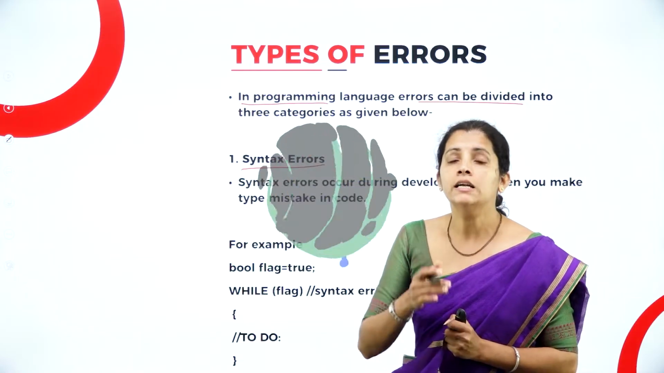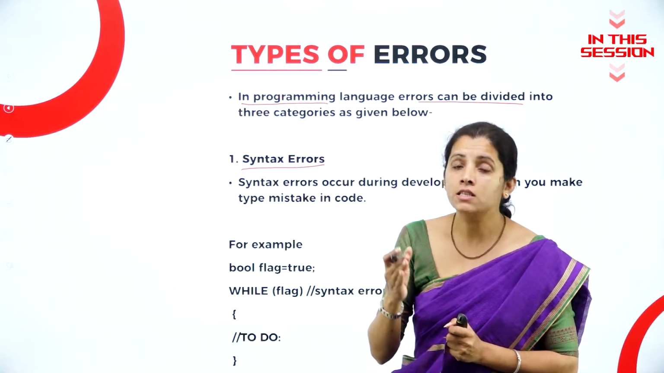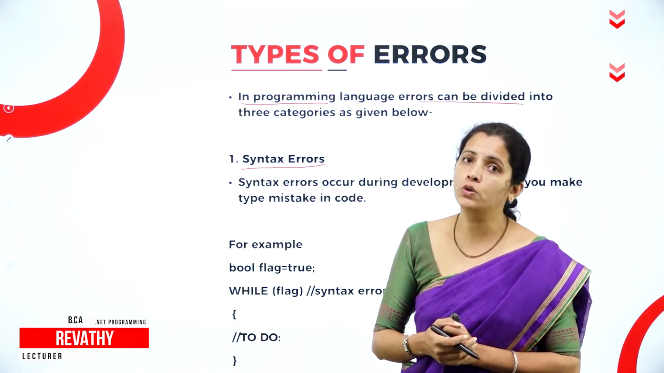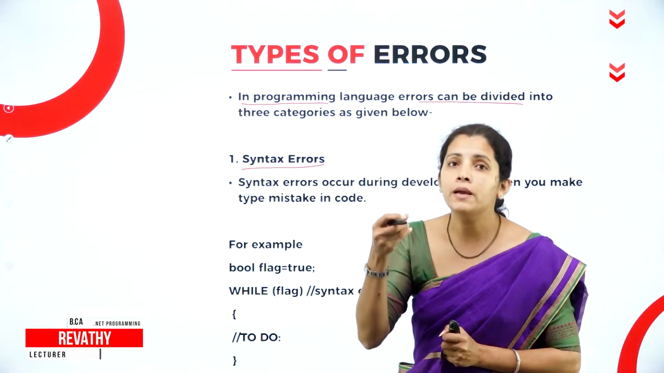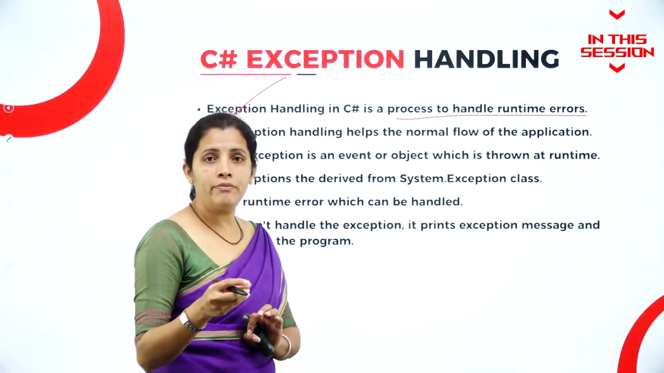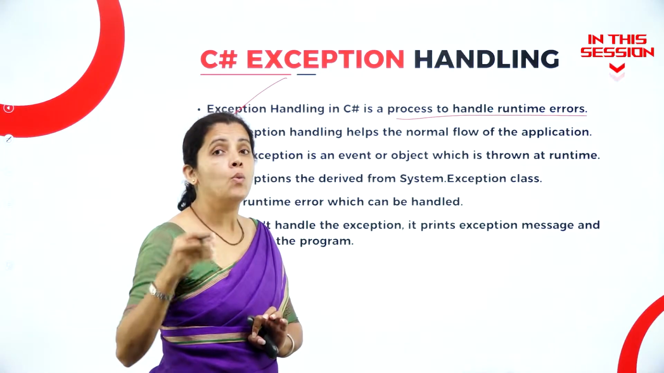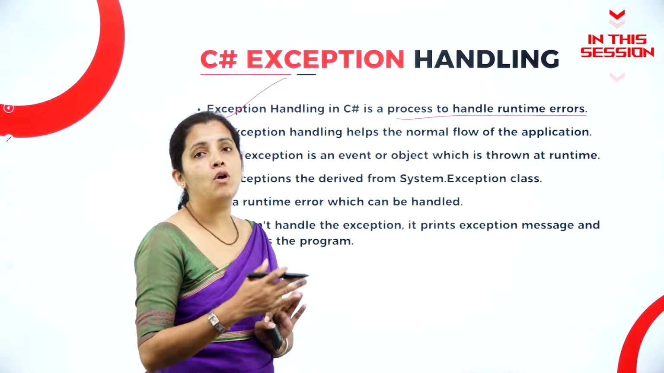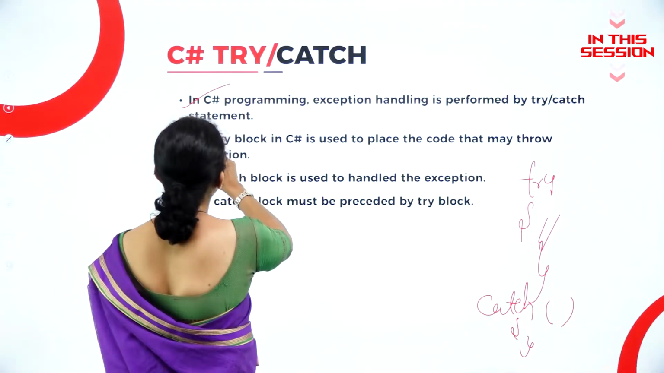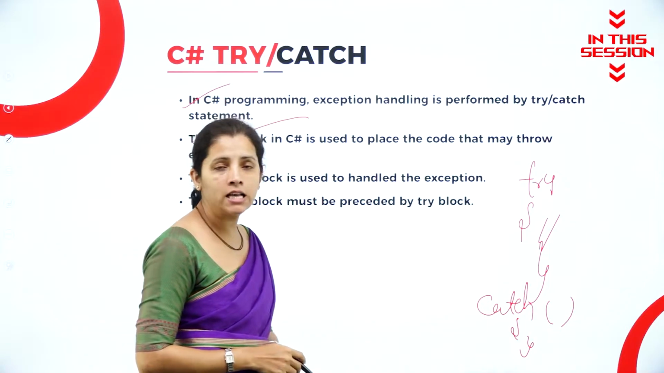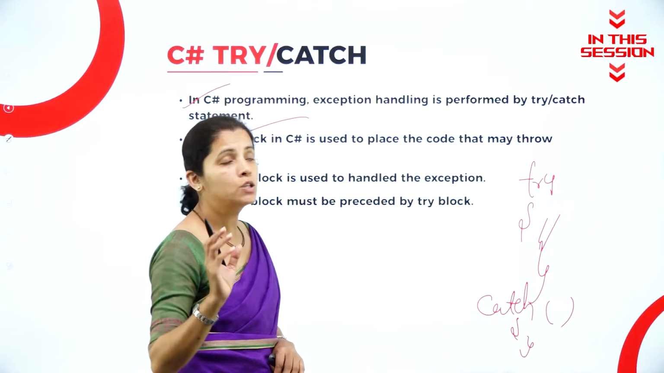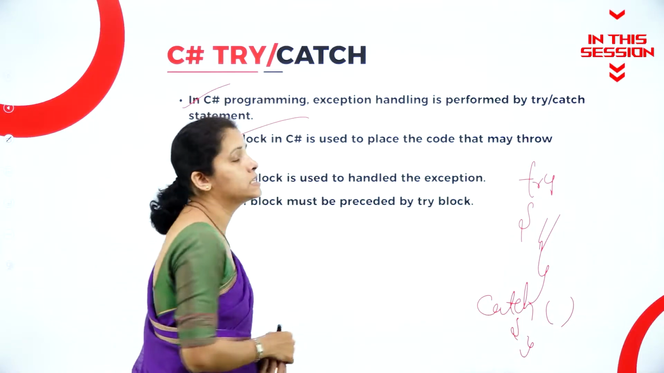If I did not follow the structure or syntax of the program, then what's going to happen? There may be an error. If an error occurs, what's going to happen? It changes the flow of execution. The try block in C# is used to place the code that may throw an exception.